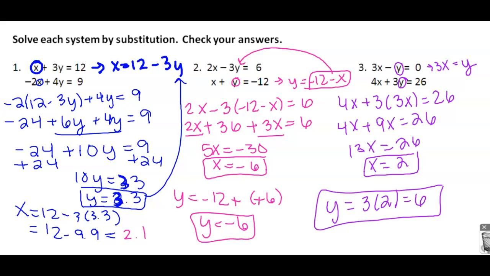You could check any of these by plugging your x and y values in to either equation, and if you plug them in, it should be true. Meaning, like, if I plug 2 and 6 in, 3 times 2 is 6, 6 minus 6 is 0. If you plug in that x and y, it would be true.